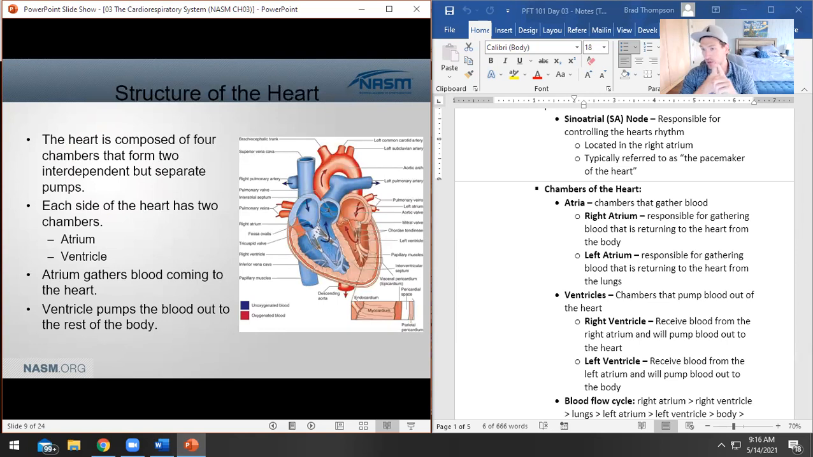The SA node creates the signal. That makes the top of the heart contract. Then its signal continues traveling down. Your AV node delays it for just a second so that the rest of the heart doesn't contract. But then once the top is done contracting, now the signal travels down, and that causes the bottom of the heart to contract, which will eject blood away.